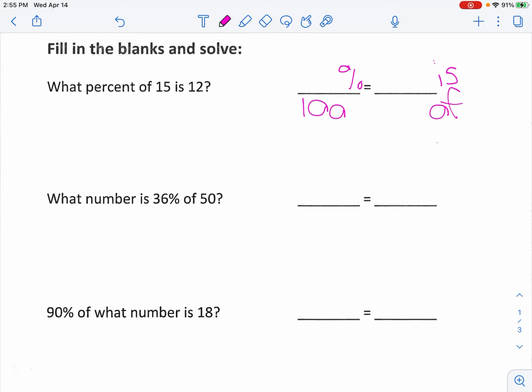So make sure you have split your screen. You're going to need your handheld calculator to solve these problems. So you can pause the video for a minute if you want to get all that ready.